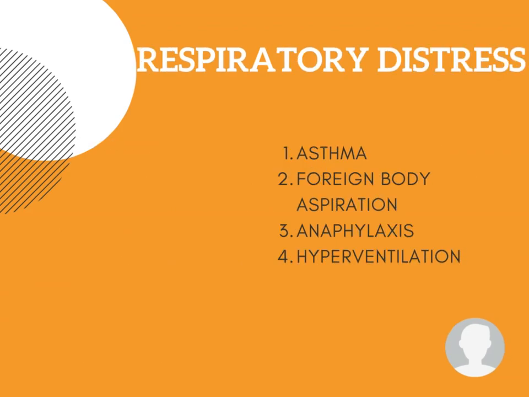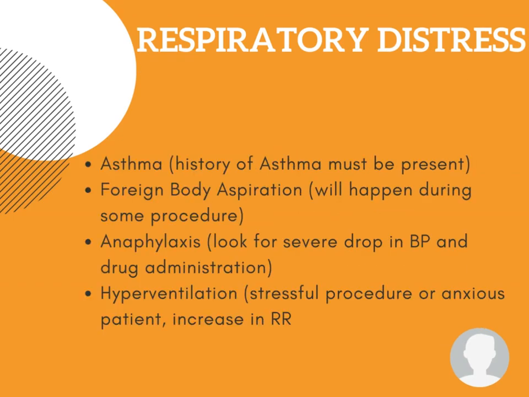Now let's talk about respiratory distress, or a patient experiencing difficulty in breathing. This can happen in the following situations: asthma, foreign body aspiration, anaphylactic attack, or if the patient is hyperventilating. Now let's see how we can differentiate between these situations. If you're suspecting an asthmatic attack, go back and look at the history. The history of asthma must be present. Respiratory distress can also happen in a patient who has asthma, and it may not be an asthmatic attack. So, look at everything. It may be an anaphylactic attack. In that case, a severe drop in blood pressure will be mentioned, right? So, you have to look at everything.